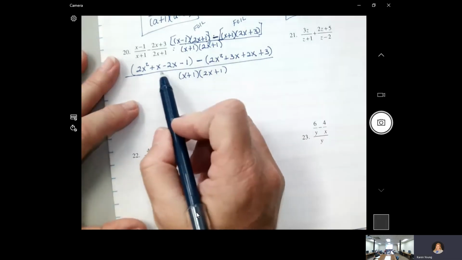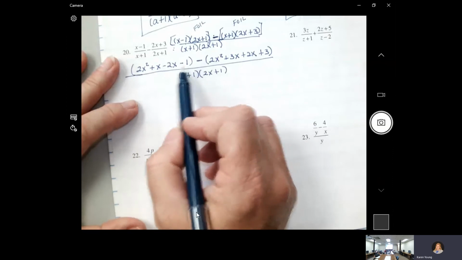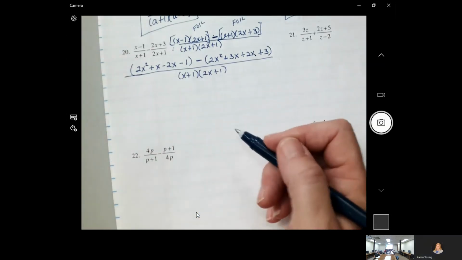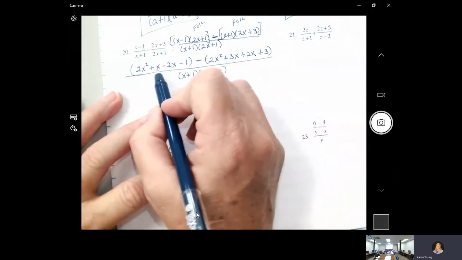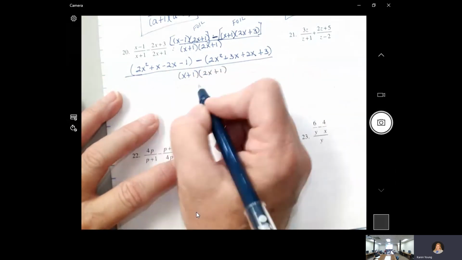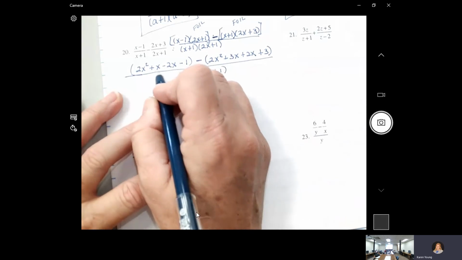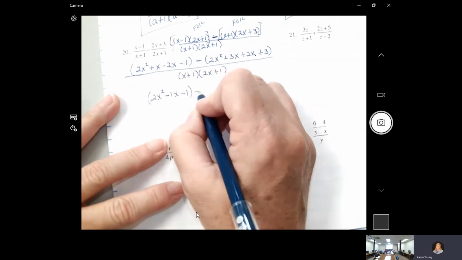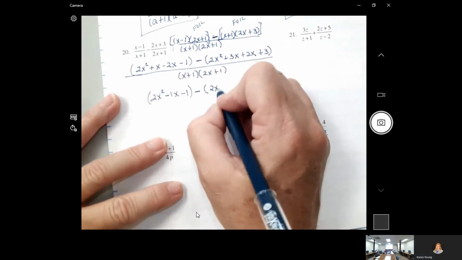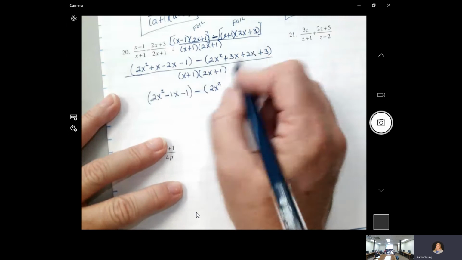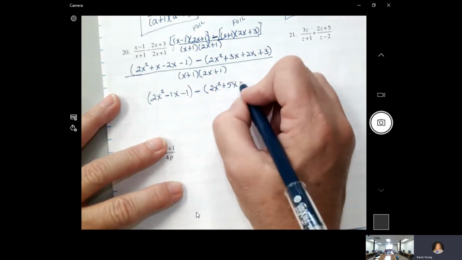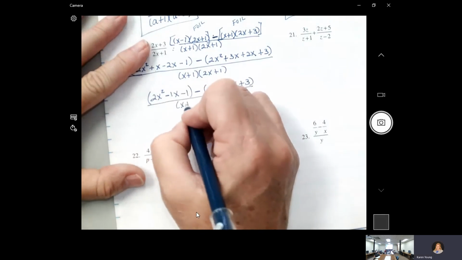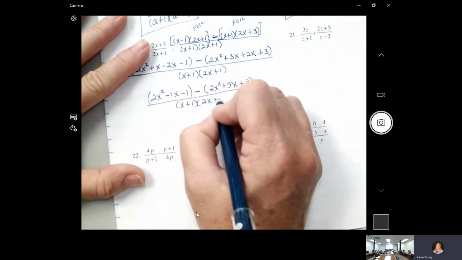Now, I'm going to make this a little bit simpler. Since it's subtraction, I went ahead and put each set of terms in parentheses. And then I'm going to combine the like terms from each side. So I have 2x squared, x minus 2x gives me negative 1x minus 1. I'm going to keep it in parentheses. Positive 3x plus 2x gives me 5x plus 3. And I still have it over the x plus 1, 2x plus 1.